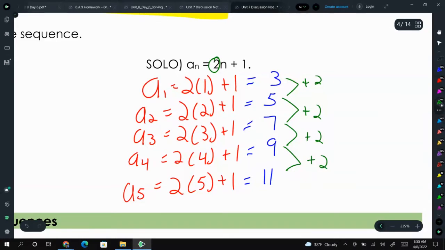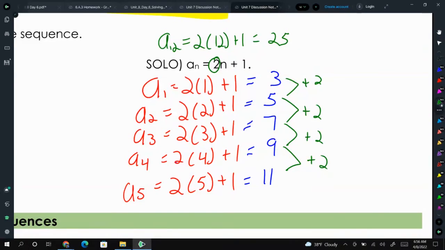which is our slope. So with these formulas, I can say, all right, what is the 12th term? And like I said, you can just plug in: a sub 12 would be 2 times 12 plus 1, or 25. I wouldn't have to work my way up like I would with recursive sequences.